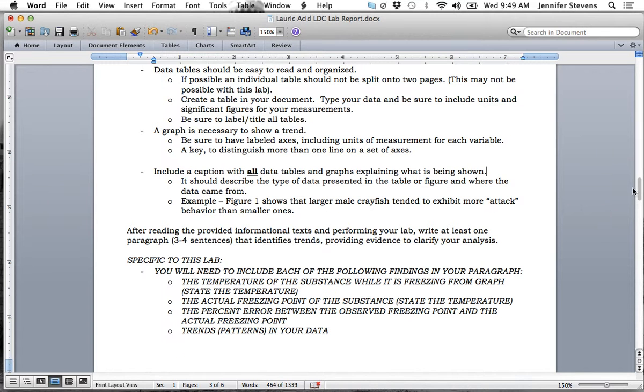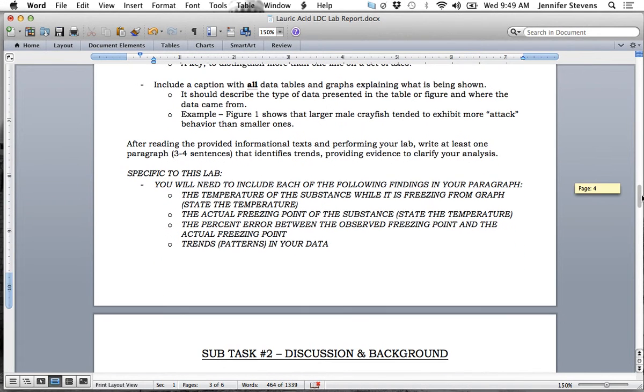All right. Then you're going to actually write one paragraph that identifies the trends and provides evidence and clarifies your analysis. So in that paragraph, specific to this lab, very important, okay, you need to include each of the findings. You need to state the temperature of the substance while it is freezing. For some of you, this may be a single temperature. It stayed at the same temperature for a very long period of time. For some of you, it may be a very narrow range, like it changed maybe a tenth or so, but again, over a long period of time.